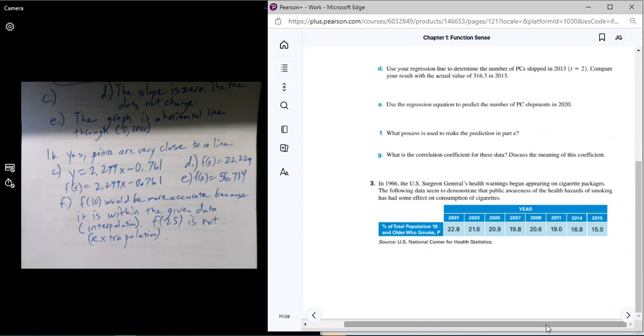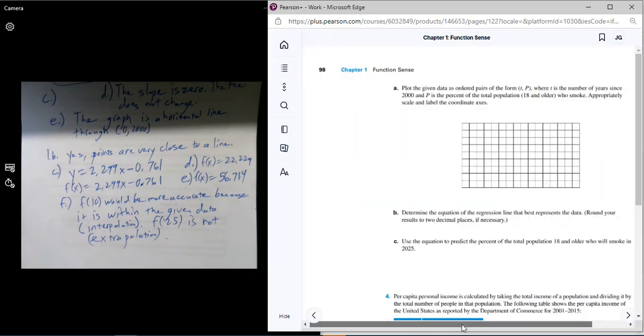All right. It says in 1966, the U.S. Surgeon General's health warning began appearing on cigarette packages. The following data seem to demonstrate that public awareness of the health hazards of smoking has had some effect on consumption of cigarettes. So we see here this table. Now, we go over here to the next page.